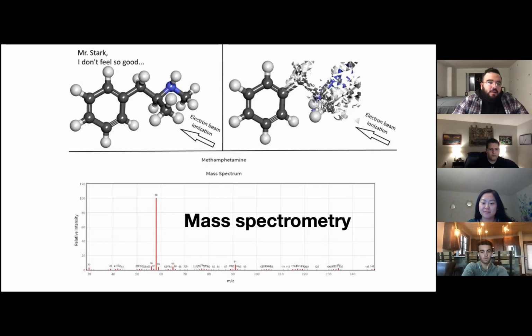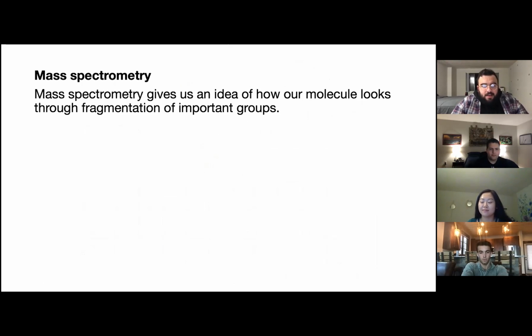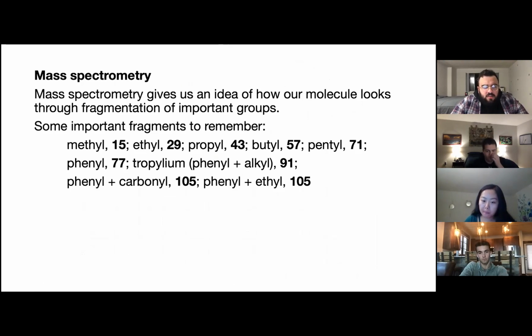Okay, so the next thing we're going to be talking about is mass spec. Mass spec is actually very useful because this is how we are able to get our molecular formula from what we're given. This is going to give us an idea of how our molecule looks through fragmentation of important groups. There are some important fragments to remember, but really there is not much remembering to know here, because these fragments are entirely based off of molecular formula, right?